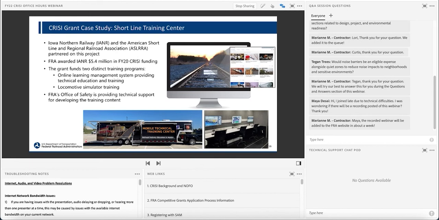Partnerships are also encouraged. And one of those partnerships is between Iowa Northern Railway and the American Short Line and Regional Railroad Association. FRA awarded the partners an approximately $5.4 million CRISI grant in 2020 for the Short Line Training Center project. This grant funds two distinct training programs, an online learning management system providing technical education and training, and a locomotive simulator training program. In addition to funding, FRA's Office of Safety's training specialists are also providing technical assistance developing the training content.